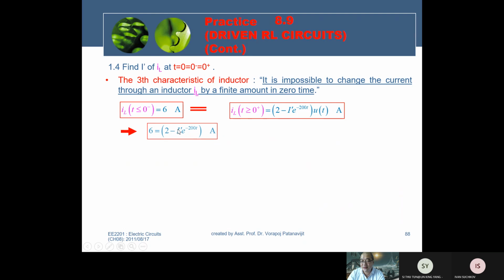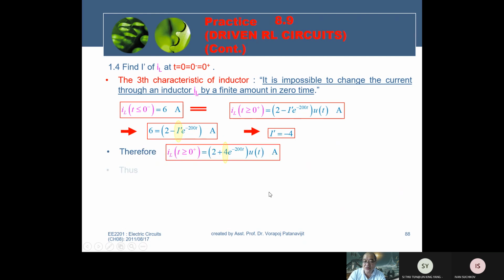Okay, you can simplify them. Both of them will be equal when time equals 0. Okay, e power 0 gives you 1. Therefore, you can conclude that I hat equals minus 4, sorry, minus 4. And when you substitute it back, it gives you plus 4 in here. Okay, IL equals 2 plus 4 e power minus 200t u(t).